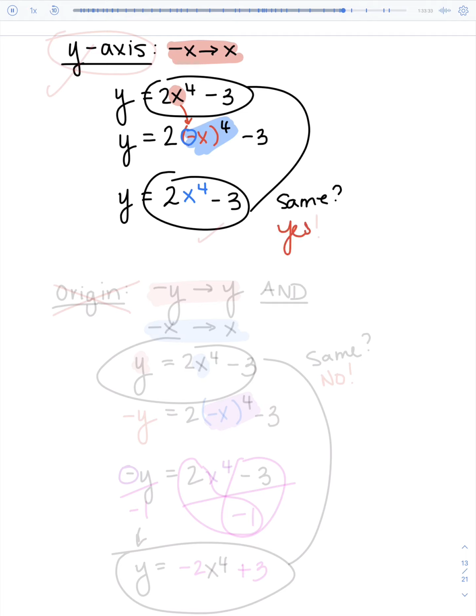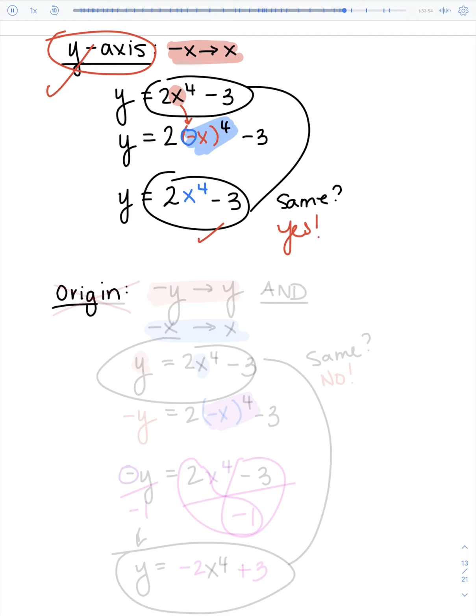So the question is, what does that mean? Well, the function stayed the same when I plugged in a negative x wherever there was an x because I was testing for y-axis symmetry. So it means that we do have y-axis symmetry. However, again, you are not done. You still need to test for origin symmetry.